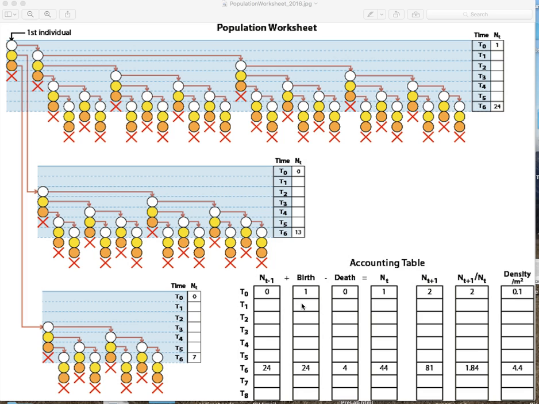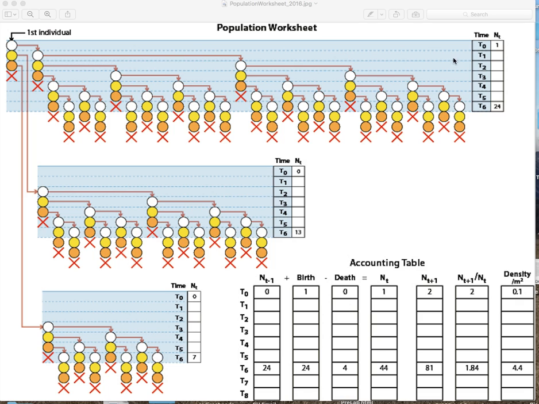Then you want to count the births. So we go back in our chart and count the births. How many white circles are there at T1? There's 1. Want to take into account T1 down here. There's 0 here and 0 here. So the number of births is 1. How many deaths are there at T1?